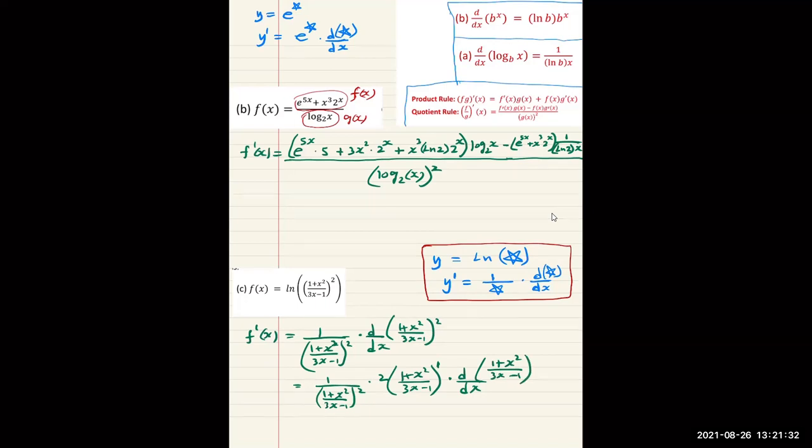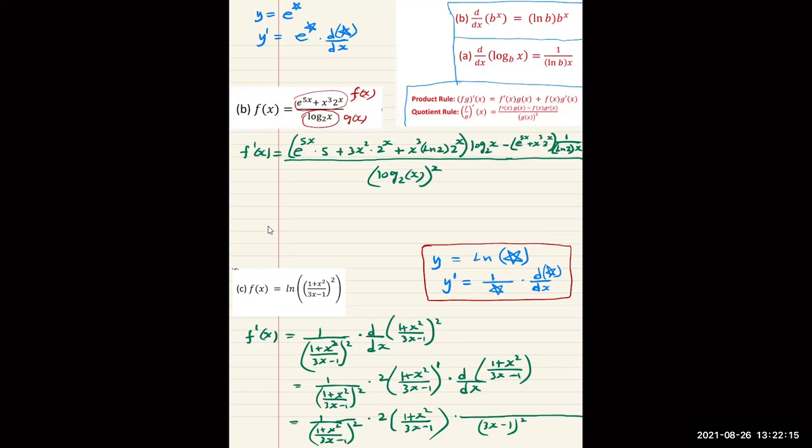Still, we are not done because I have to take the derivative of this part, right? So let's take the derivative of that part. You have 1 over 1 plus x squared divided by 3x minus 1 whole thing to the power 2, times you have 2 times 1 plus x squared divided by 3x minus 1, times finally I want to take the derivative of this expression. How do I take the derivative of that expression? Well, it is the quotient rule, right? You should have 3x minus 1 squared in the bottom.